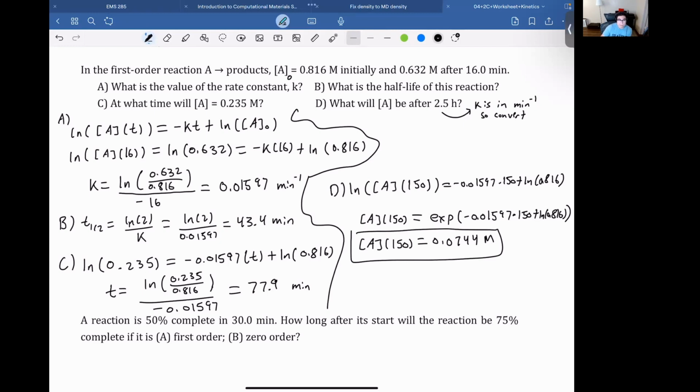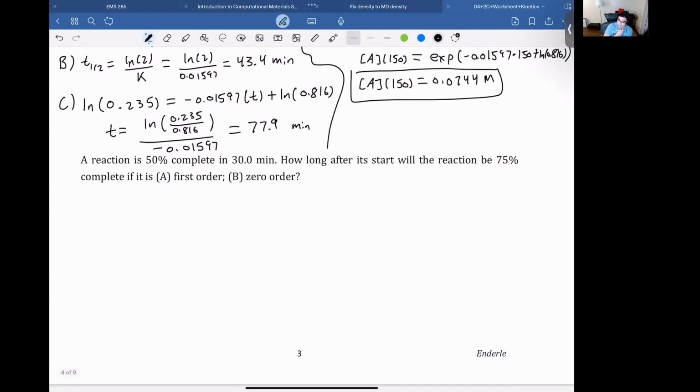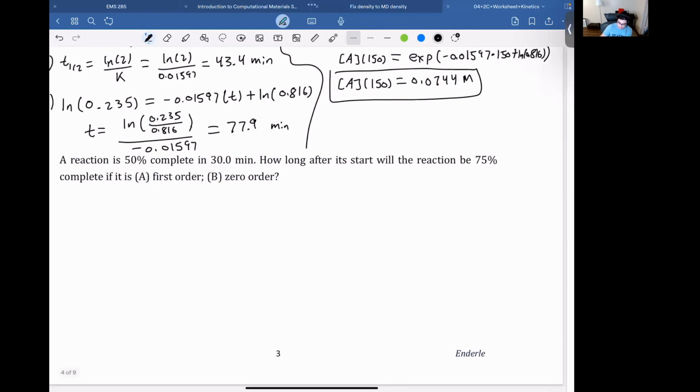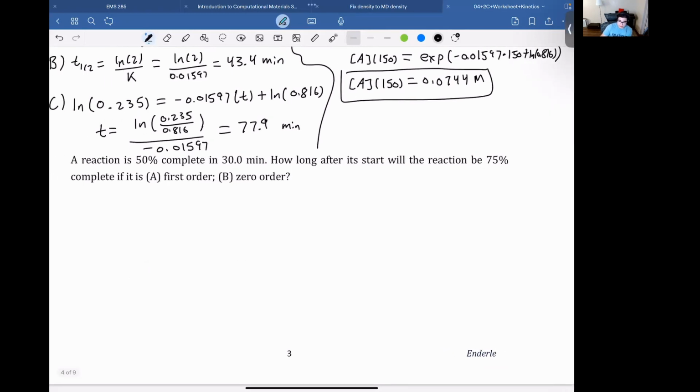Okay. Going on, it says a reaction is 50% complete in 30 minutes. How long after its start will the reaction be 75% complete if it is first order or zero order? So in a first order reaction, the half-life is constant. It's independent of concentration, right? How do I know this? Because ln 2 is a constant and k is a constant.